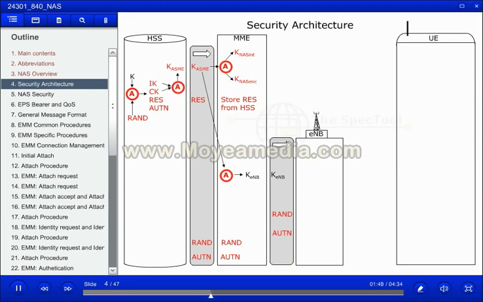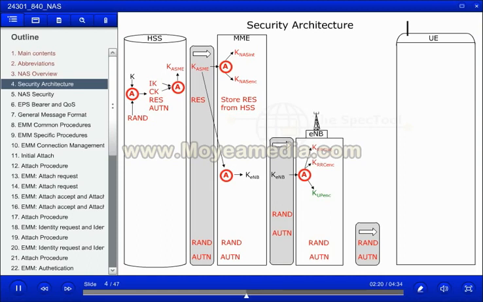eNode B will put the K-ASME into an algorithm to calculate the key eNode B. The key eNode B will be put into an algorithm in order to calculate the key for RRC integrity protection, RRC ciphering, and user plane ciphering. Sent over the air interface is now the RAND and AUTN.